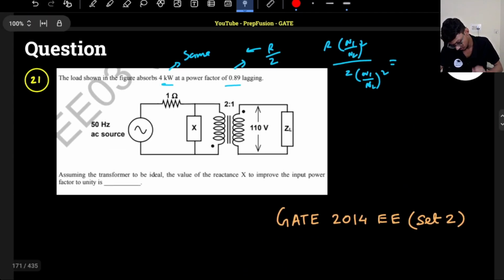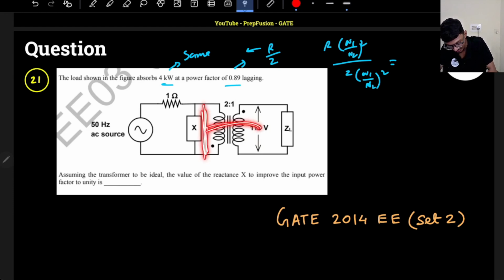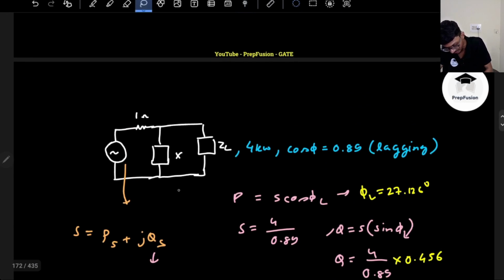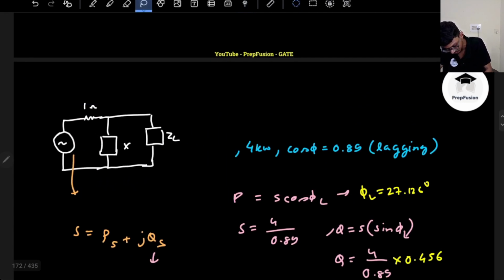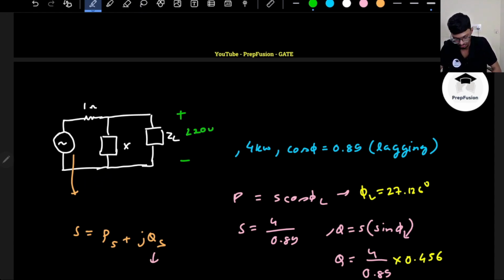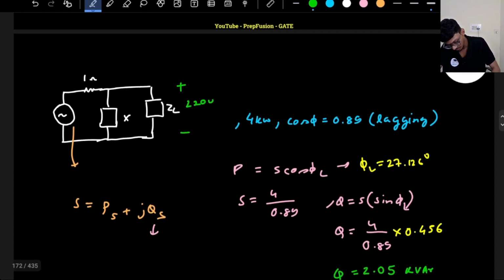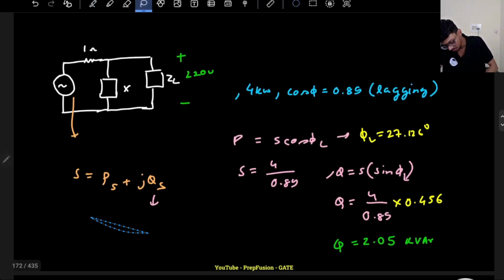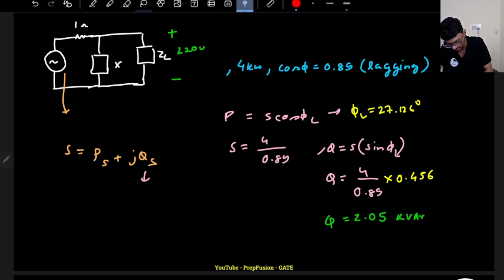What is another thing? This is the voltage source, and this voltage is 110 volts at this point. If I refer it to this point, what will be the voltage? It is a 2:1 transformer, so it will be 220 volts. So across this I have 220 volts. Basically there is no other reactive component, so this X is actually a capacitor.